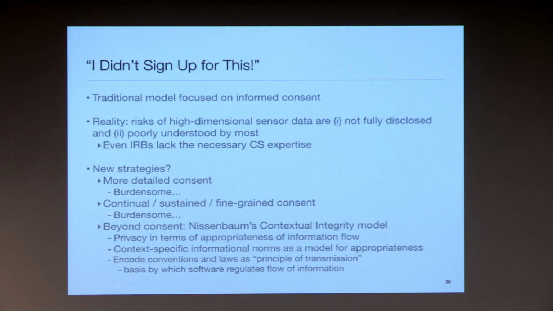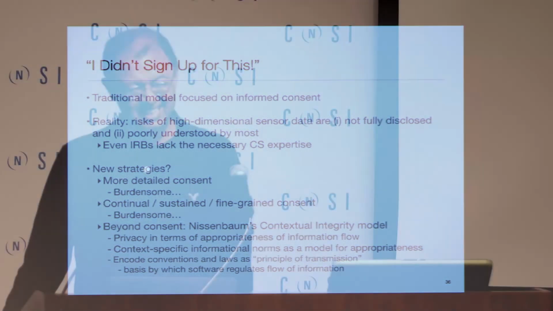And I guess the final thing is the whole notion of the way we currently do these things. I think informed consent upfront is, to me, essentially misleading the participants. It's wholly inadequate, and I think unfortunately until IRBs actually begin to have computer scientists, these things are not going to get fixed. The risks from high-dimensional sensor data are just way too much. Perhaps more detailed consent, but that would be burdensome. Some sort of continual fine-grained consent, burdensome.